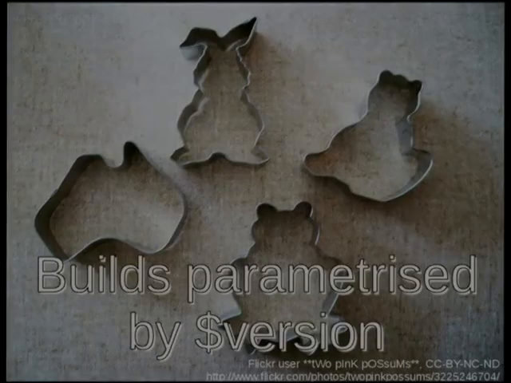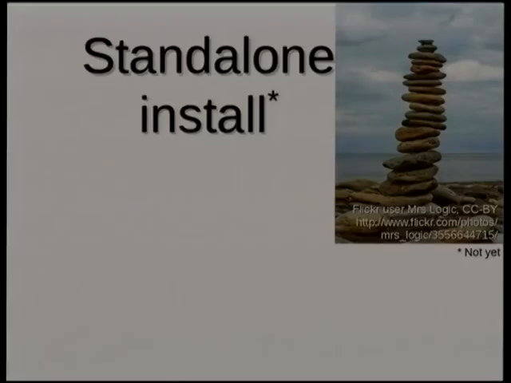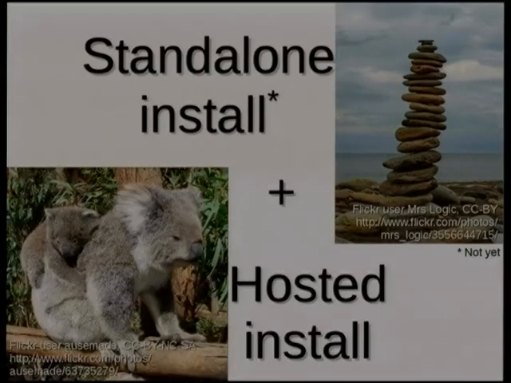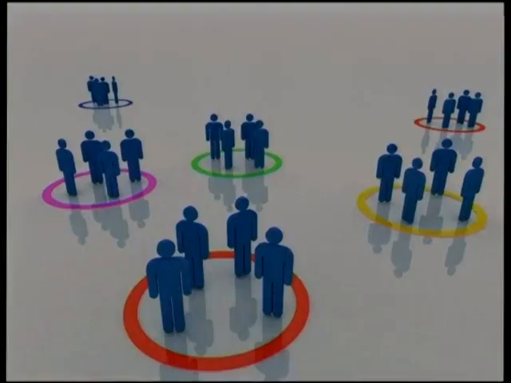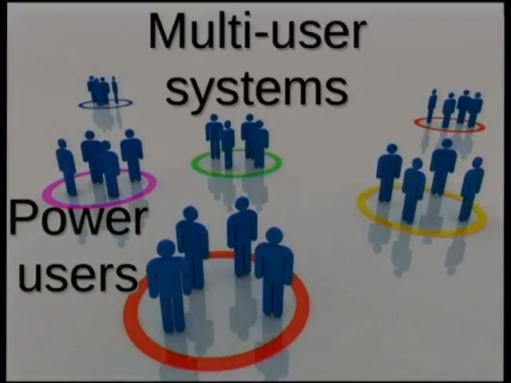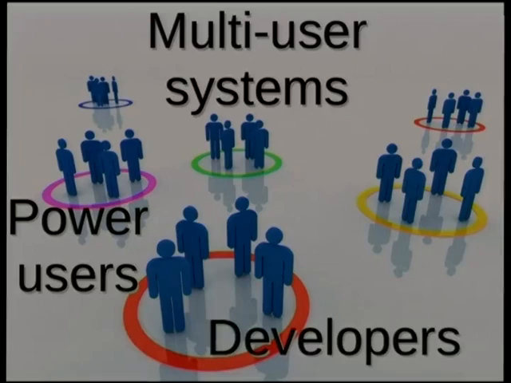Syzix's build system is highly parameterized by version. Most software, most of the time, the actual build process doesn't change from version to version. So you should just be able to hit build on the new version and get it. And there's 2 ways of, it can either be installed standalone as a full distribution, except you can't yet, or hosted. So what this means is because everything lives under /sw, it's independent of whether you run CentOS or SUSE or whatever. And the target audience is multi-user systems, so large sites running single shared login systems, power users and developers.